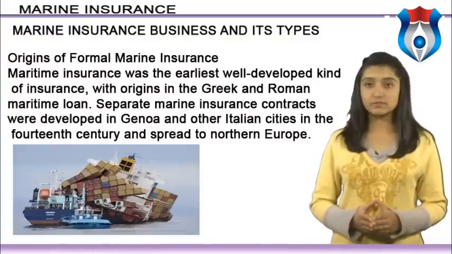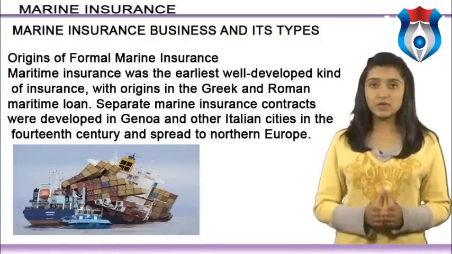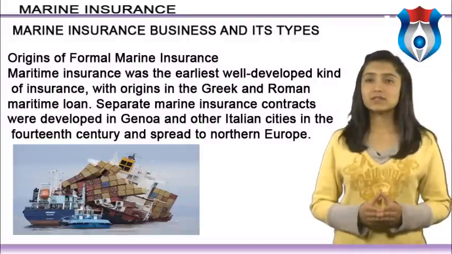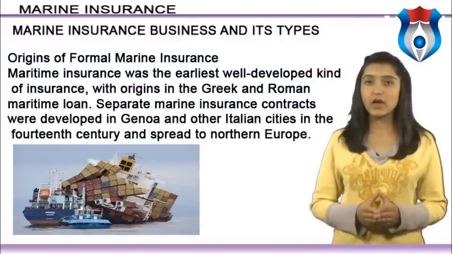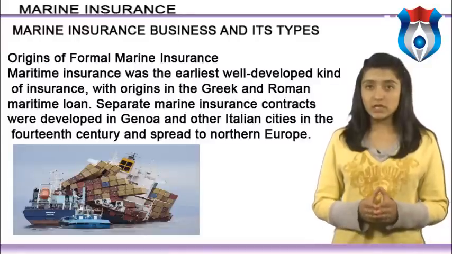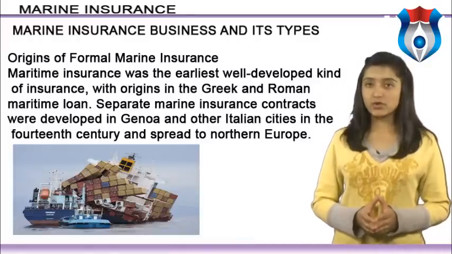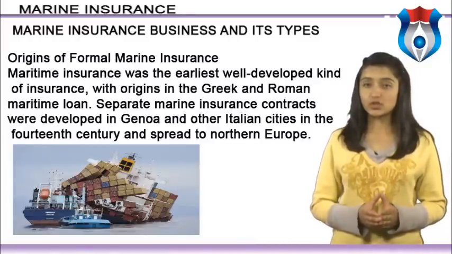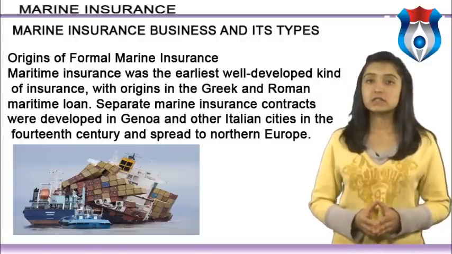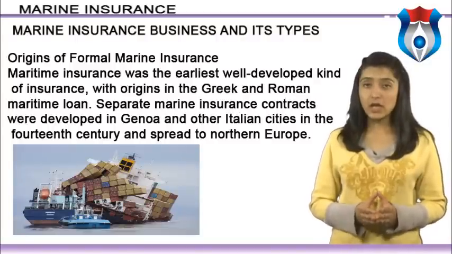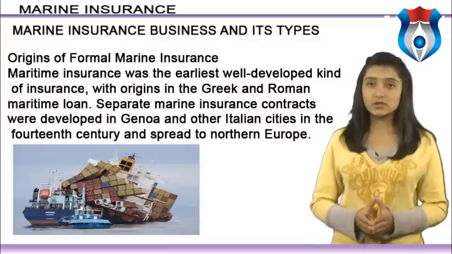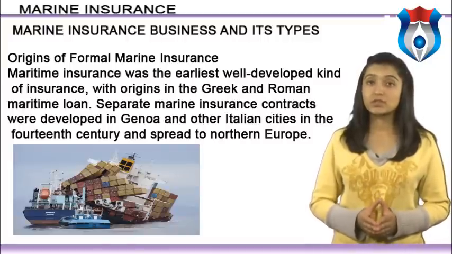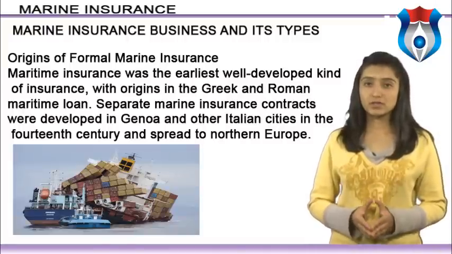Origins of formal marine insurance. Maritime insurance was the earliest well-developed kind of insurance, with origins in the Greek and Roman maritime loan. Separate marine insurance contracts were developed in Genoa and other Italian cities in the 14th century and spread to northern Europe. Premiums varied with intuitive estimates of the variable risk from seasons and pirates.